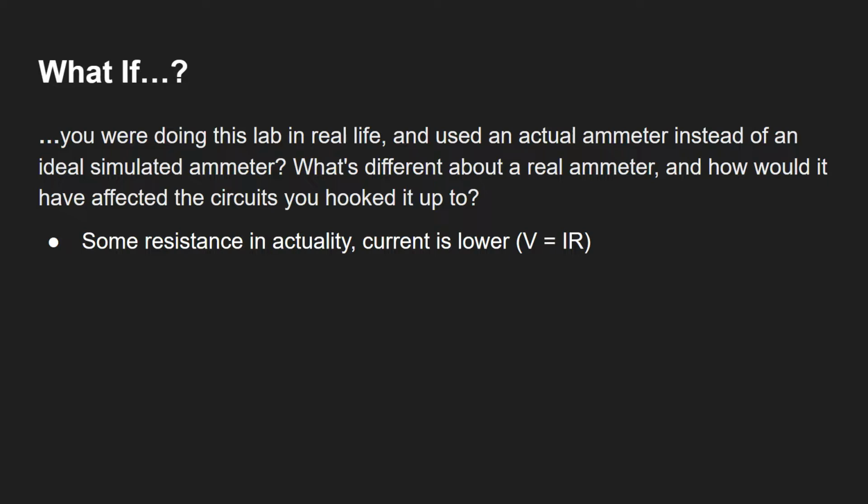Now what if we were doing the lab in real life and used an actual ammeter instead of an ideal one? What would be different about the real one, and how would it affect the circuits hooked up to it? Now, how it would work in actuality is that it would just have some resistance, meaning that current would be lower due to V equals IR.